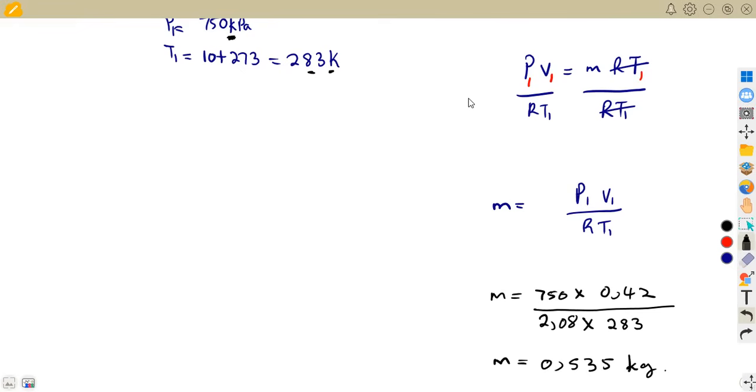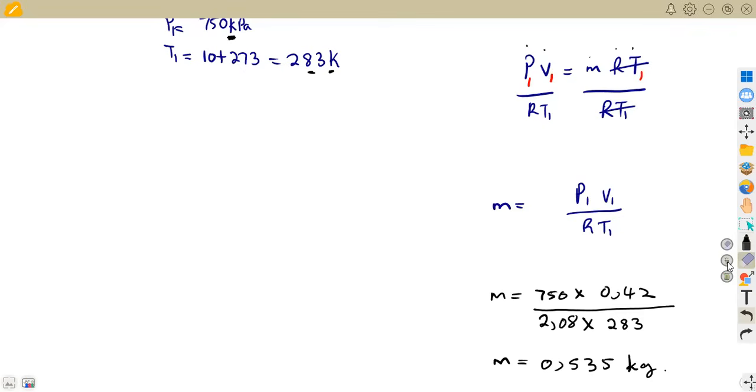All right, so that is how we can play around with our formula. With this formula, we can calculate P1, we can calculate V1, we can calculate mass, we can calculate temperature, we can calculate even the gas constant. Depending on what you're given, you can make anything the subject of the formula. That's what I'm trying to say.